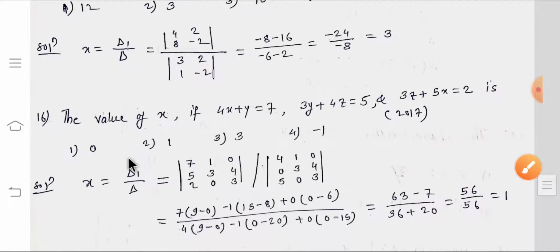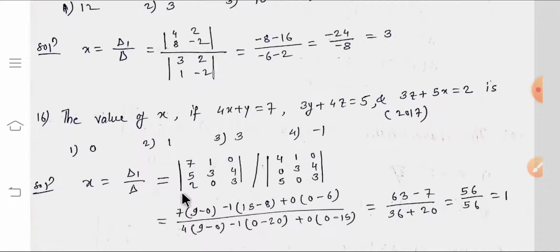Next here one more example. The value of x if 4x plus y equal to 7, 3y plus 4z equal to 5 and 3z plus 5x equal to 2 is 0, 1, 3, minus 1. X value we find. X means what? Delta 1 by delta. What is the delta here? Delta is nothing but determinant of coefficient elements. That is, x is here 4, 1, y is here absent means 0, 4, 1, 0. Second one is x absent means 0, 3, 4, 0 3 4. Here is 5, 0 and 3, 5 0 3.